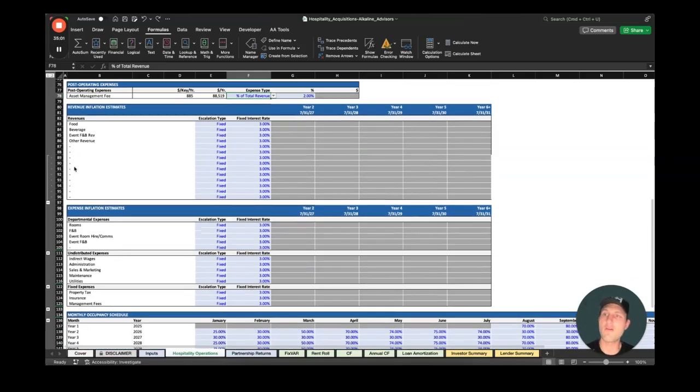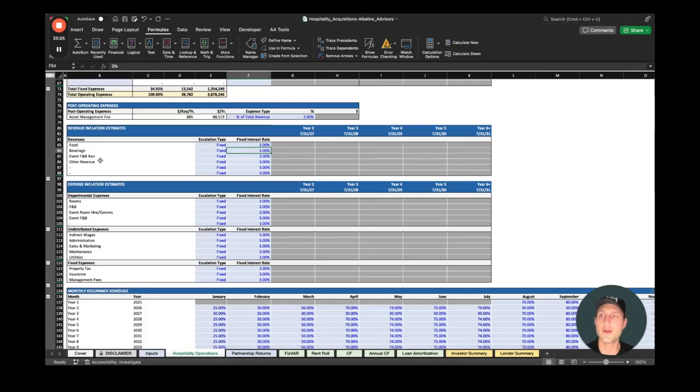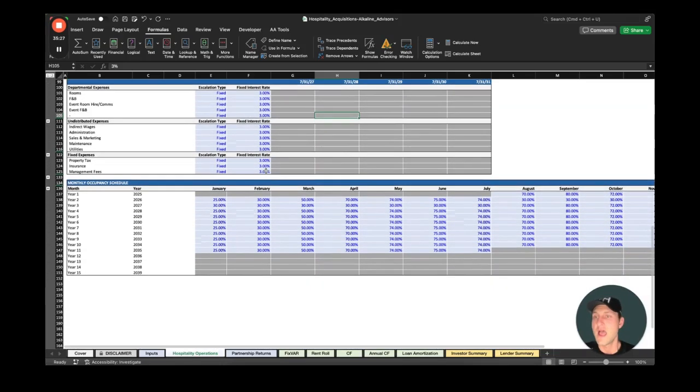Underneath that, we have the revenue inflation estimate. So you'll see we have food, beverage, event F&B, other revenue. We can trend these figures or grow these figures just saying X% per year if we keep it fixed. Or if you want to have a little more functionality, you can say custom, and then we'll grow them at Y% every year, starting in year 2, ending in year 6 plus. Similarly with the expenses, it functions the same way. And then we have the monthly occupancy schedule down below. Again, this is on the inputs tab.